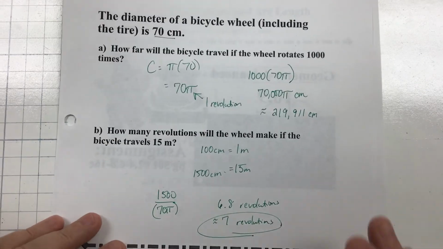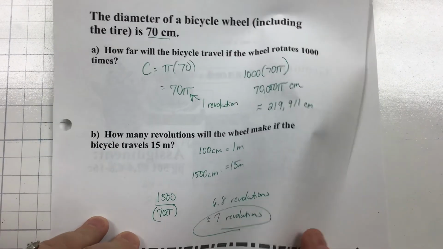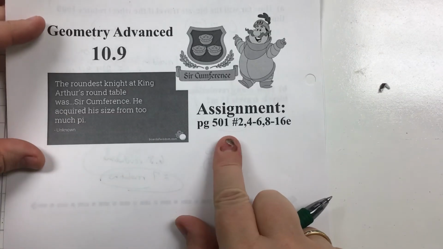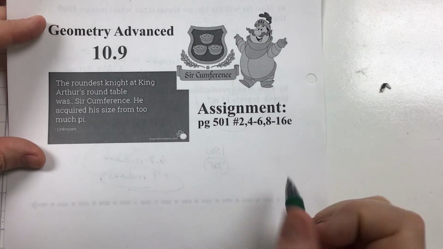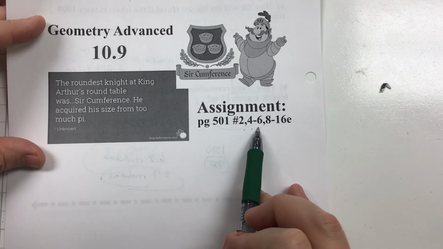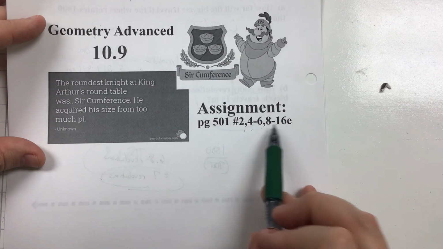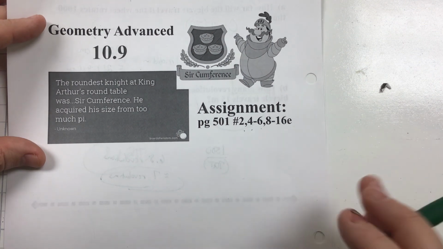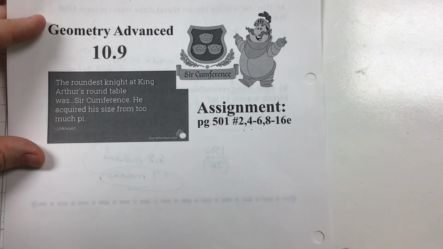So again, today we are focusing on circumference and arc length. So your assignment for today is in the textbook, on page 501. You're going to do numbers 2, then 4 through 6, so 4, 5, and 6. And then when you get to number 8, you're going to start the evens, 8 through 16 even. If you have any questions, please let me know.